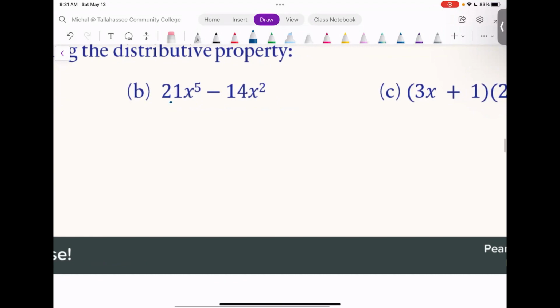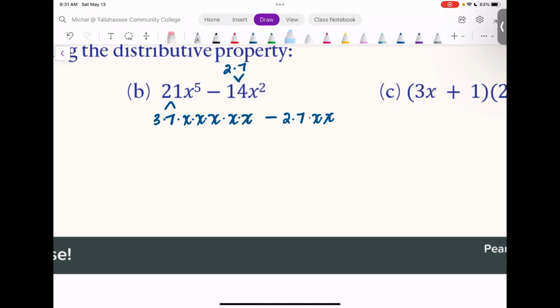21 is the same as 3 times 7. Those are prime factors, and I'm just breaking it down with multiplication a little bit. My x to the power of 5 could be written as x times x times x times x times x. Similarly, I'm going to break down my 14x squared. 14 could be written as 2 times 7. Those are also prime factors, and it lets me see my common factor of 7, so that's my goal here. So I'm going to rewrite minus 14x squared as 2 times 7 times x times x.